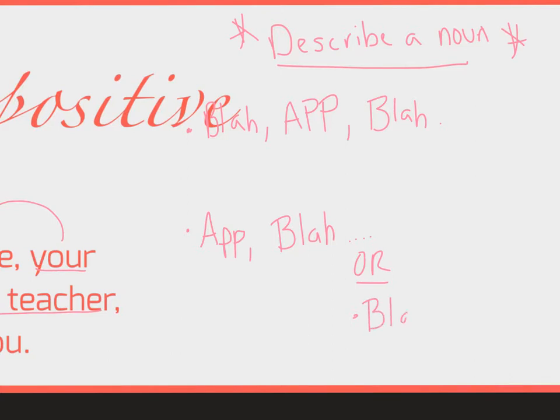Or blah, appositive. But wait, actually, blah, meaning the sentence happens, and then, capitals, Miss Rose, appositive, period, meaning that this appositive can be describing either the thing it comes before or the thing it comes after. This appositive is describing the thing that comes after it. This appositive would be describing the thing that comes right before it.